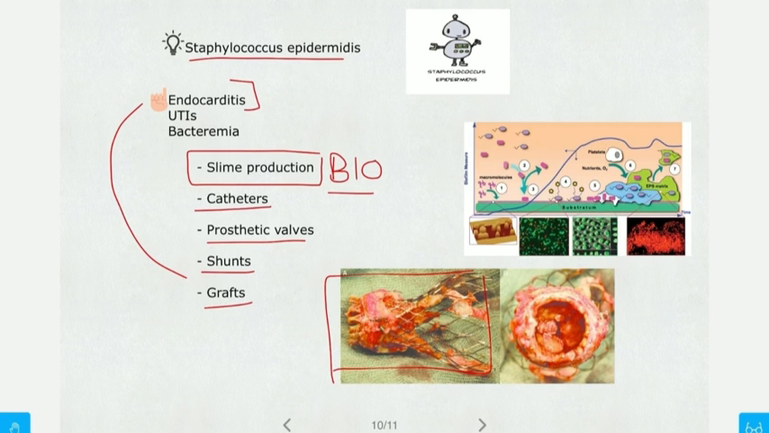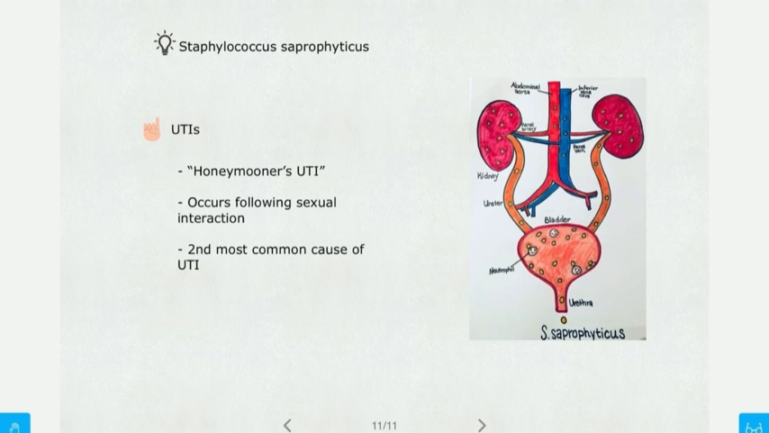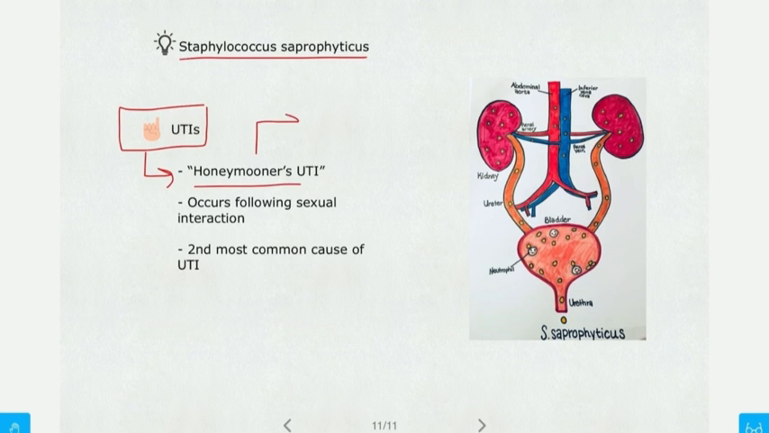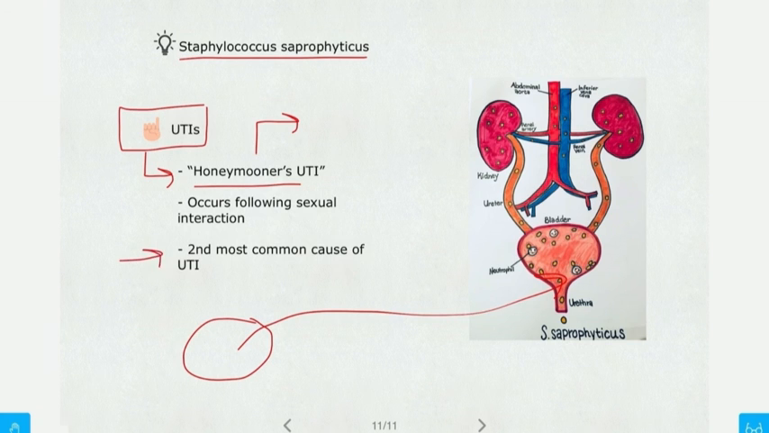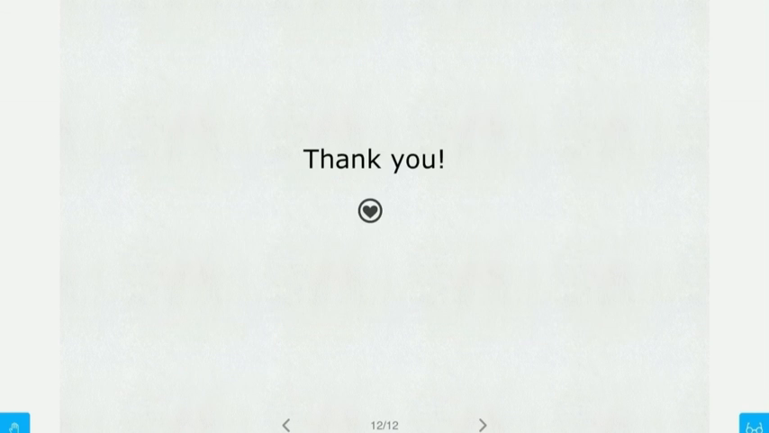The last microorganism we'll talk about is Staphylococcus saprophyticus. Now, the main thing that I want you to remember is that it causes UTIs, and it usually causes what we call honeymooners UTI because it happens in young females after their first sexual encounter, and this is because there will be displacement of the normal flora in the vaginal area into the urethra, causing a urinary tract infection. And you also need to remember that it is the second most common cause of UTI after E. coli.